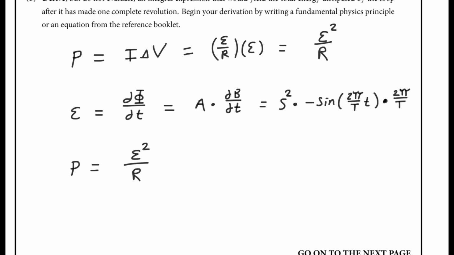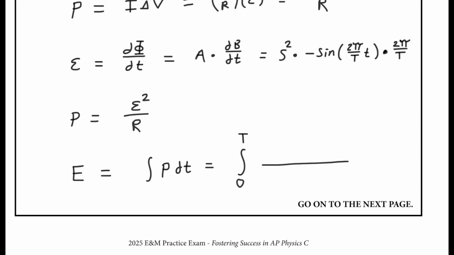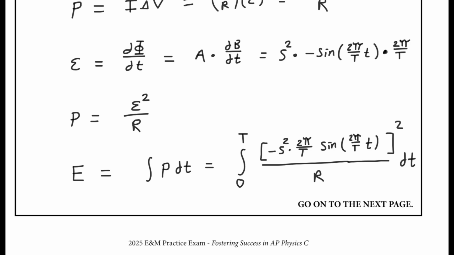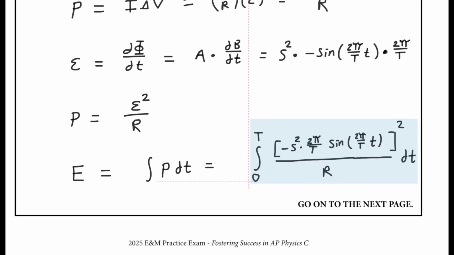And I'm not done if I plugged that in for EMF, because actually what I want is the total energy dissipated. So to find the total energy dissipated, you need to integrate all of the little contributions to power with respect to time. So I'm integrating from 0 to T, because it said 1 revolution. And my expression for EMF was going to be negative S squared times 2 pi divided by capital T times sine of 2 pi divided by the period times t. That entire thing gets squared, and then I divide by R, with respect to time is the integral. And that's actually the answer. So this huge mess right here is actually our final answer.